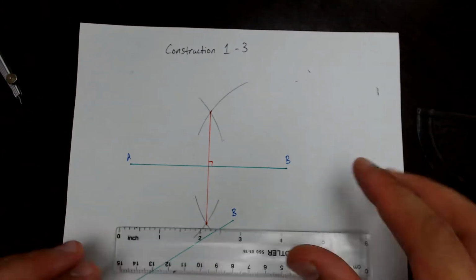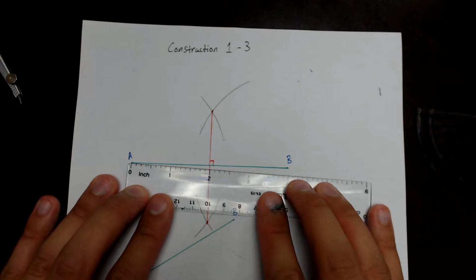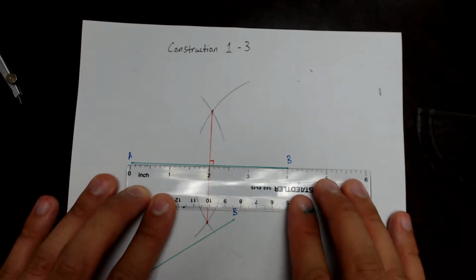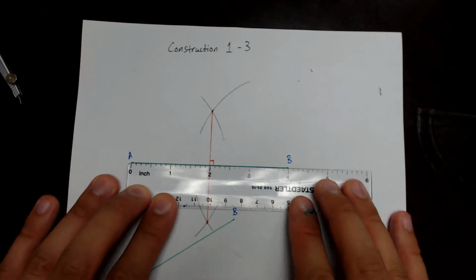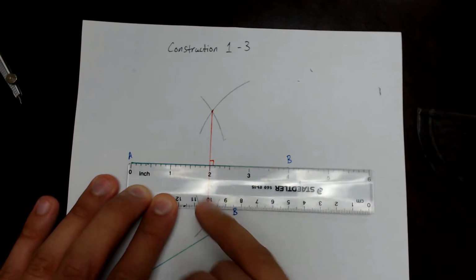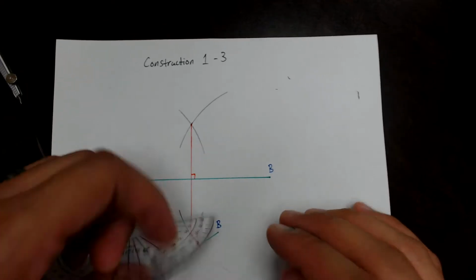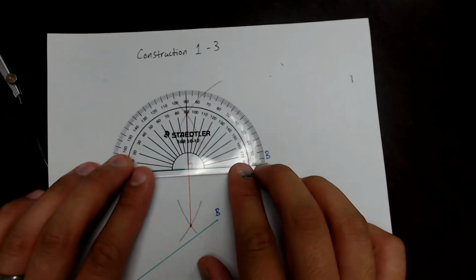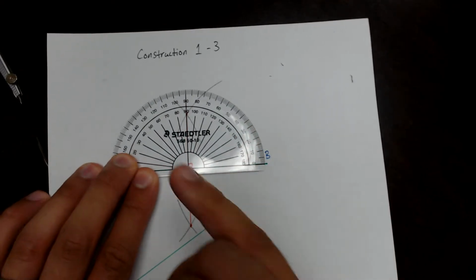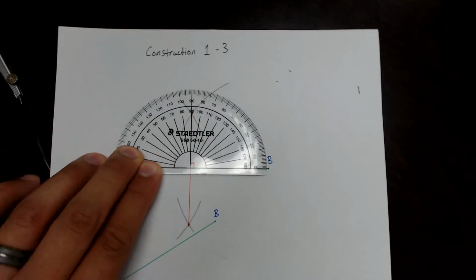We can even test this with our ruler. If we measure the line, we see that the entire line is 4 inches and my perpendicular bisector goes right through the 2-inch mark. So it's perfectly cut in half, and I can also measure with my compass. Put my compass right on the angle and I see it measures right at 90 degrees. So I know I did my construction correctly.